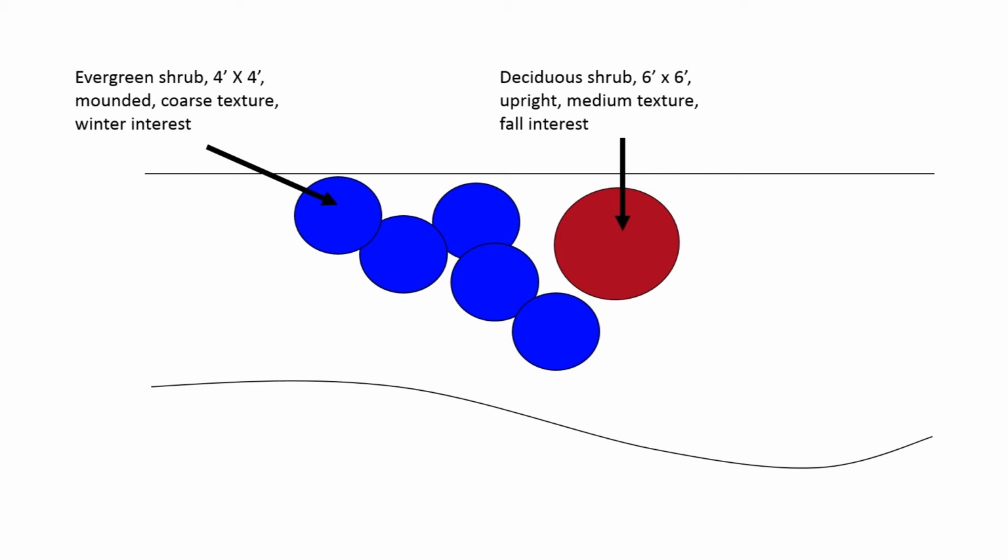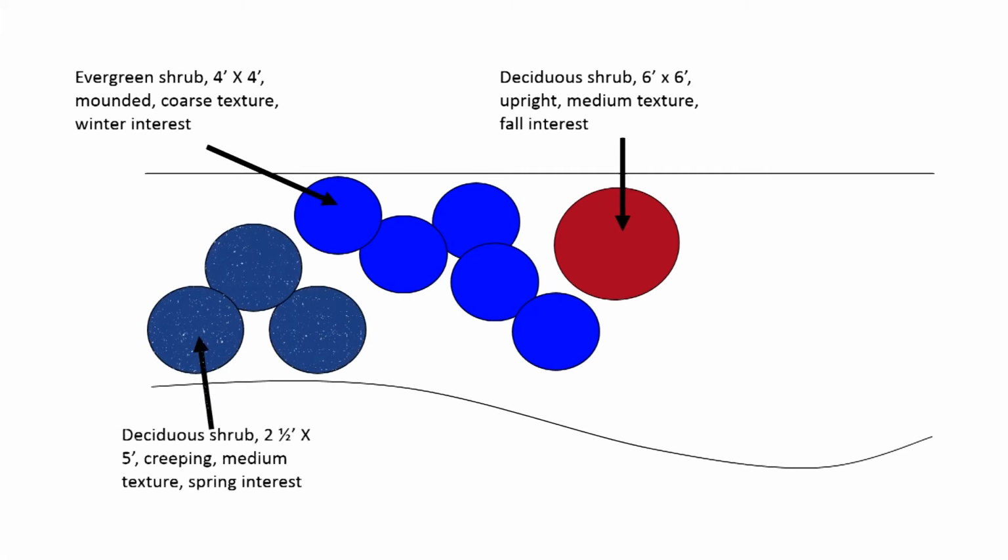Mounded form, so it's different than the upright form of the first plant, but not too drastically different. Coarse texture next to the medium texture of the first plant, so again, some variety, but not too much. And then winter interest, so now I have 2 seasons covered.